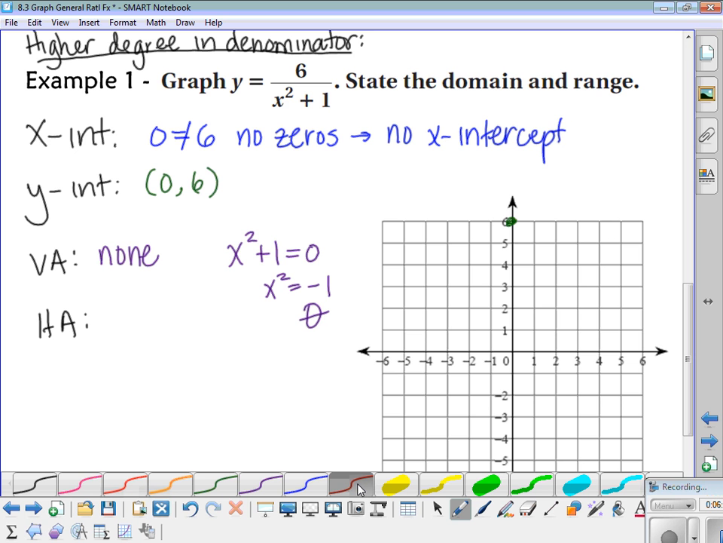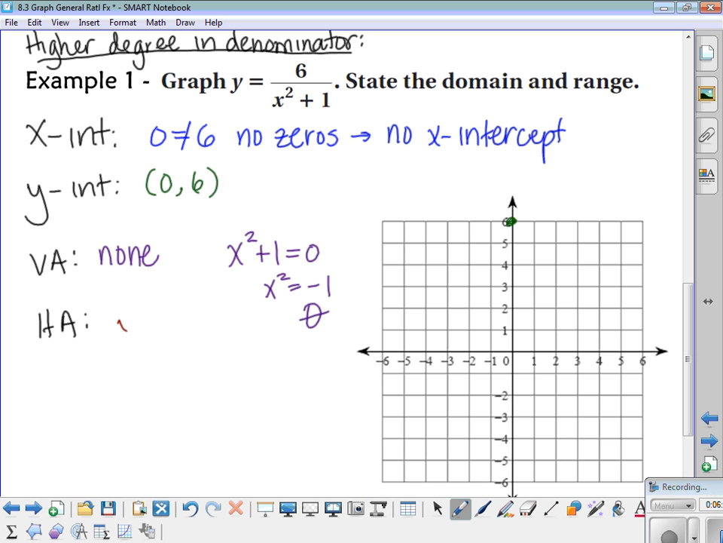As x goes to infinity, the bottom's going to be huge, top's still going to be 6, so it's y equals 0. Again, anytime you have the higher degree on the bottom, it's going to be y equals 0. So I'll just kind of draw that there over my x-axis. That's my horizontal asymptote. And my vertical asymptote, there isn't one.